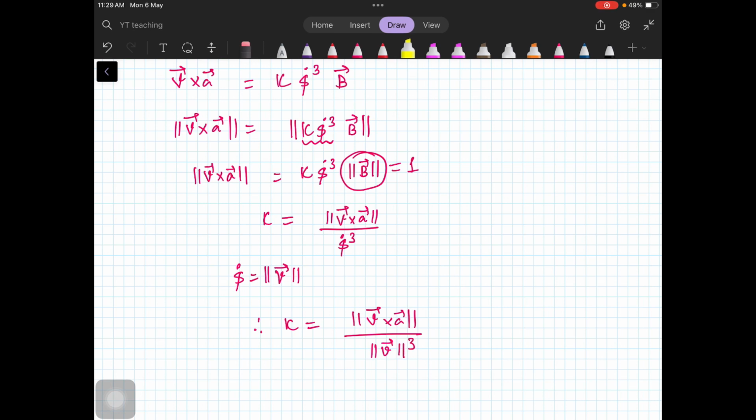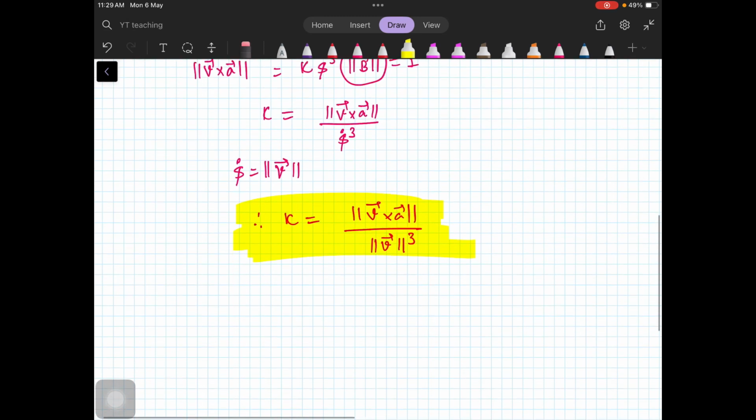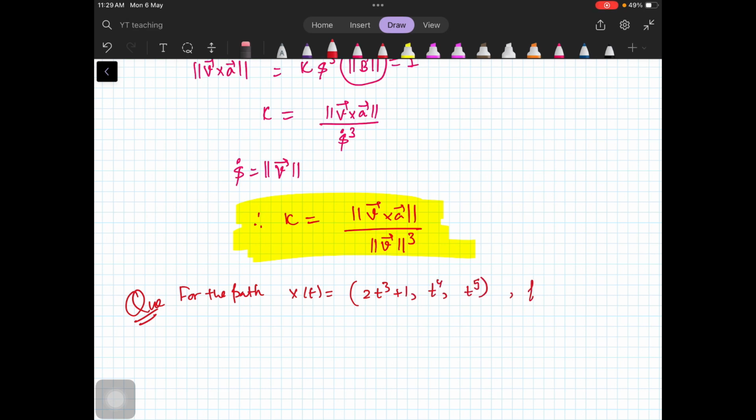So this is a formula for the curvature of a curve. This is very important; we will be using it all the time. So let me do one problem. For the path x(t) equal to (2t cube plus 1, t raised to power 4, t raised to power 5), find the curvature.